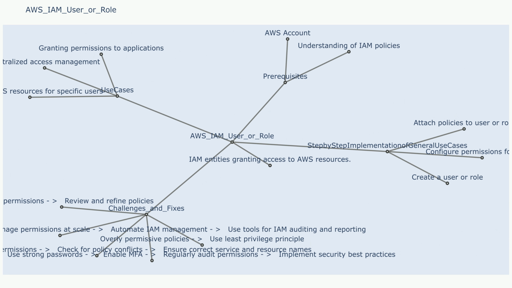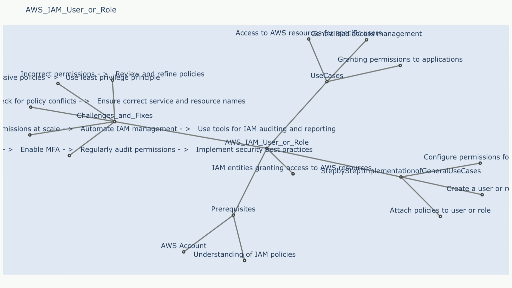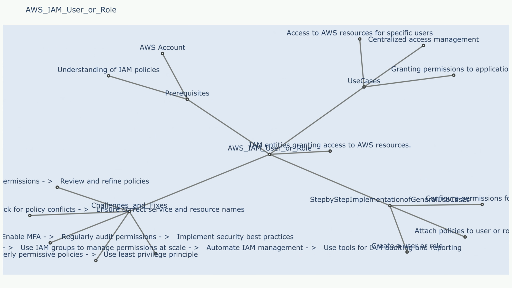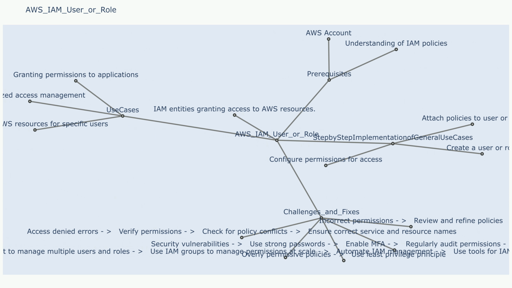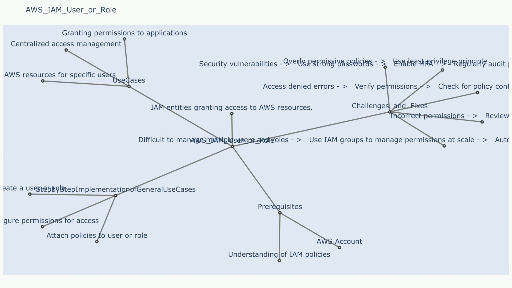Step-by-step implementation of general use cases. Create a user or role. Use the AWS Management Console, the AWS CLI, or the AWS API to create a new user or role. When creating a user, you will need to provide a username and password. When creating a role, you will need to provide a role name and a trust policy. The trust policy defines which entities can assume the role.